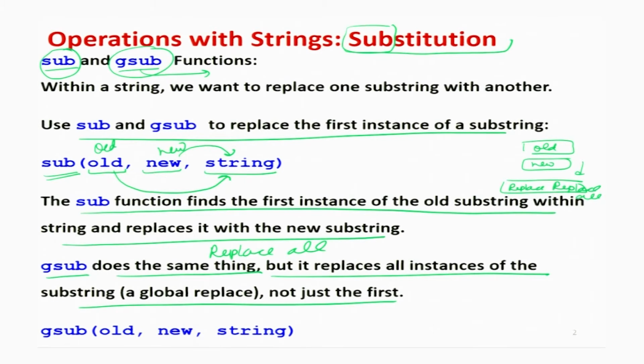And the way it is going to be used is the same: you write down gsub and within parentheses the old, the new, and here the string. So old is the old word, new is the new string, and string is the string in which you want to search and replace, right?